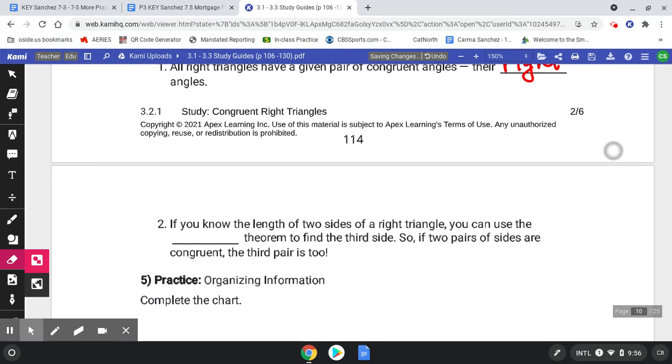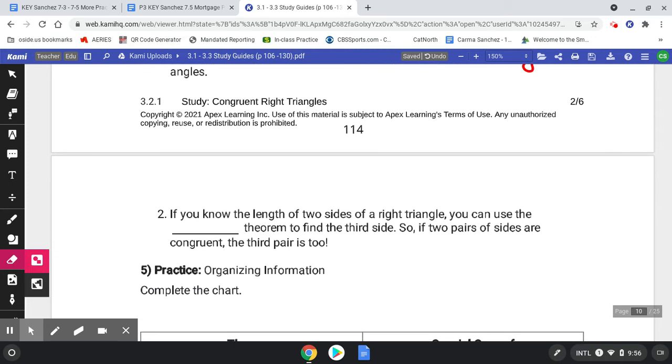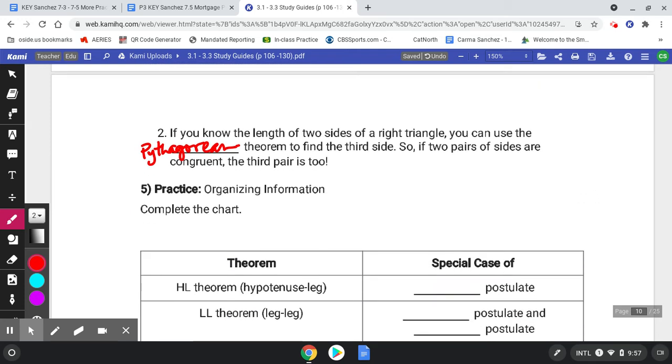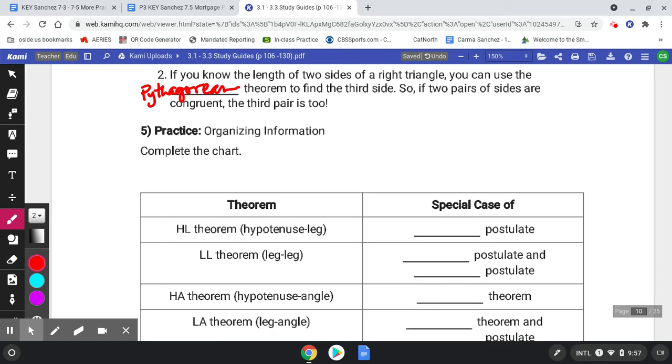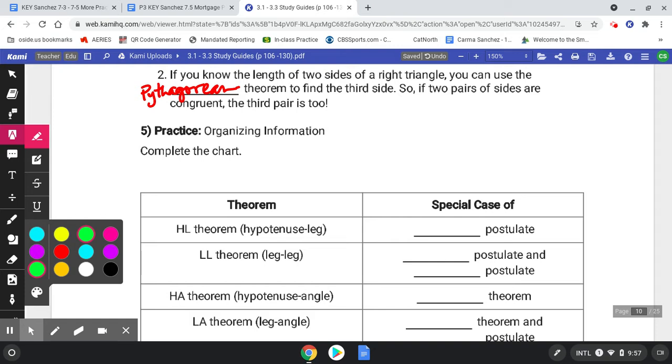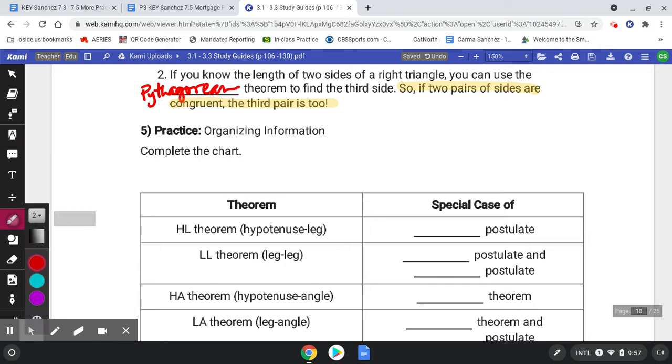Okay. If you know the lengths of two sides of the triangle, you can use the Pythagorean theorem. Oh, hey, that's why we did that in the first section. The Pythagorean theorem to find the third side. So if two pairs of the sides are congruent, then the third pair is too. That's the key point here. Let me go ahead and highlight that. So if the two pairs of sides are congruent, then the third pair automatically is too.